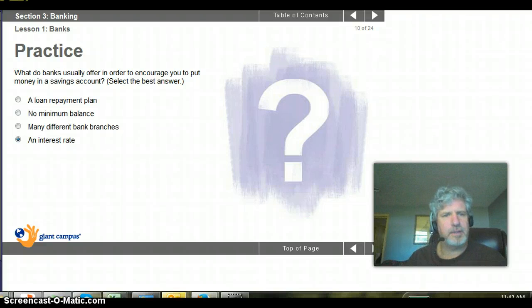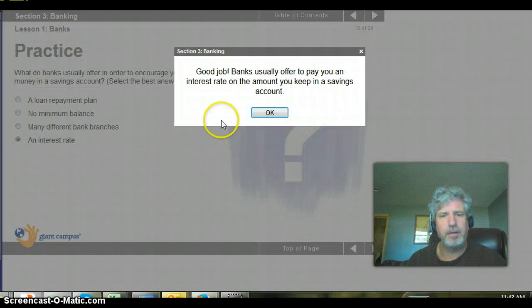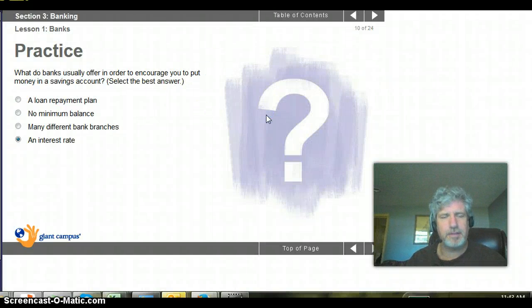So let's take a look at this practice. What do banks usually offer in order to encourage you to put money in a savings account? Do they offer a loan repayment plan? No minimum balance on your account? Many different bank branches? Or an interest rate. And that's what they do. They pay you a little money to keep your money in their bank.